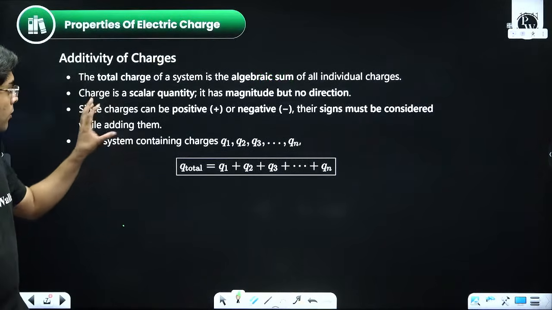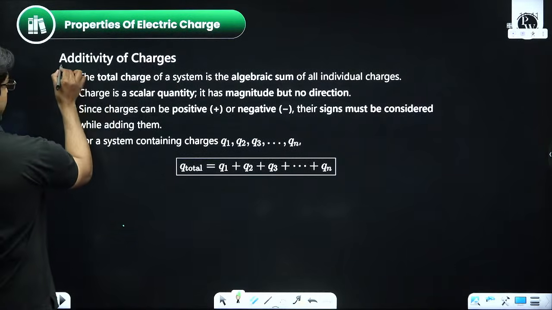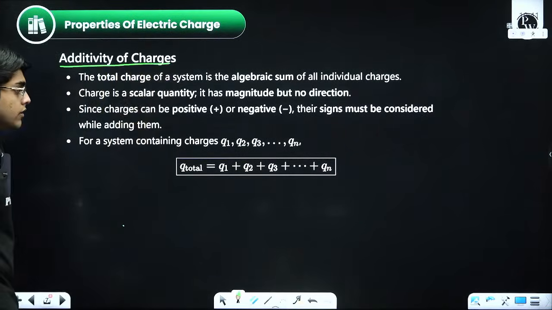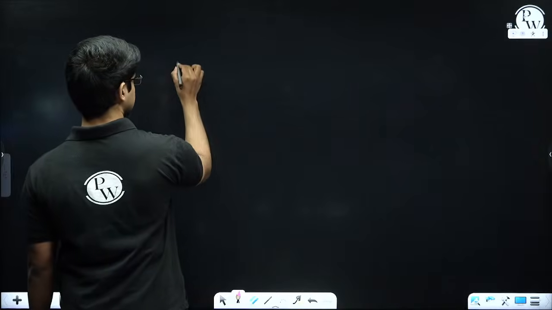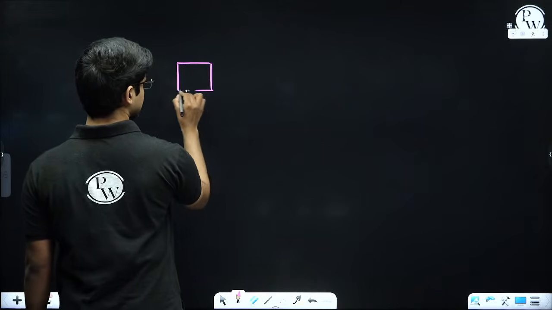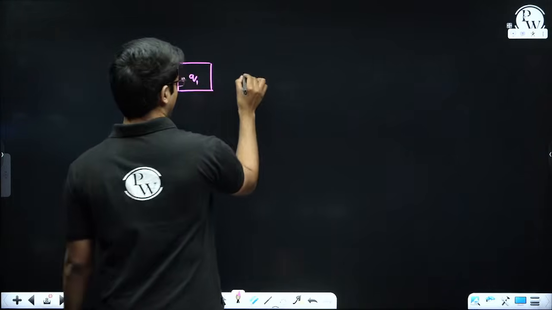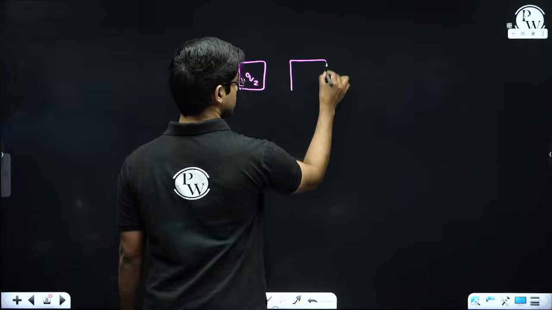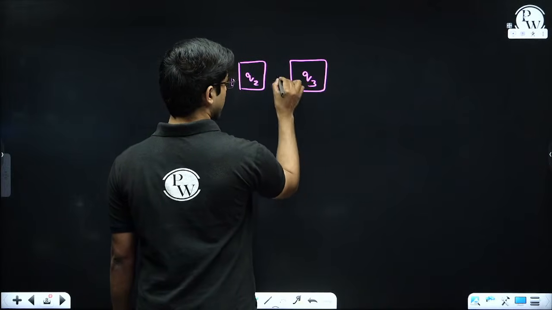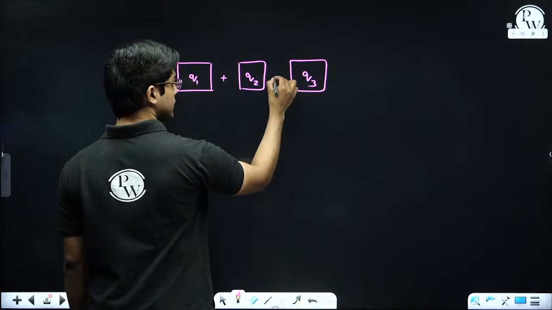Now we can discuss some properties of electric charges. The first thing is, how are charges added? Or you can say additivity of charge. This is actually very simple. Let's say there is one system, which you can just consider as a box. This box has a Q1 amount of charge, another box has Q2 amount of charge, and another box has Q3 amount of charge. And you want to mix the charge in these three boxes, which means you want to add up these charges.